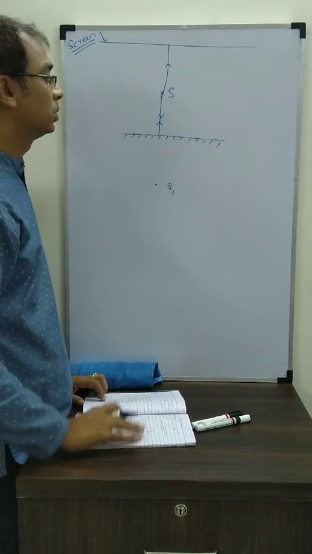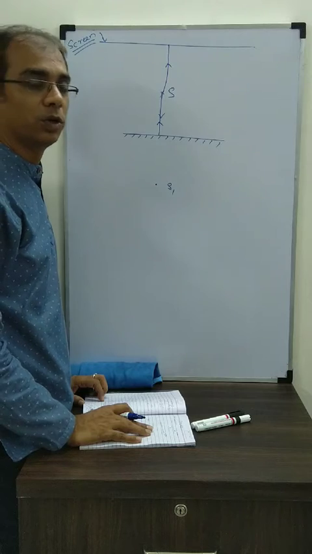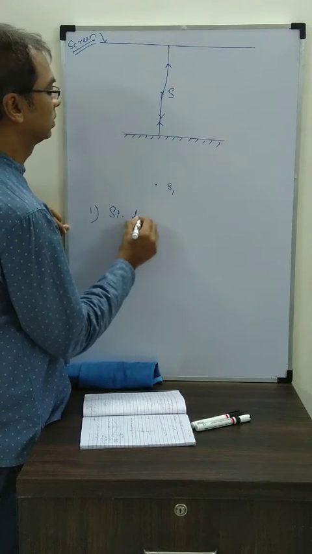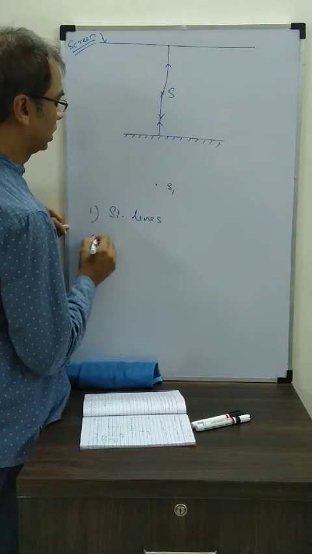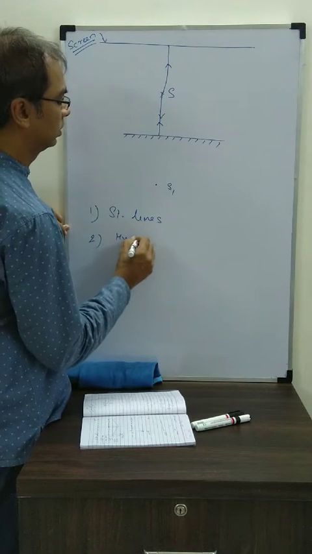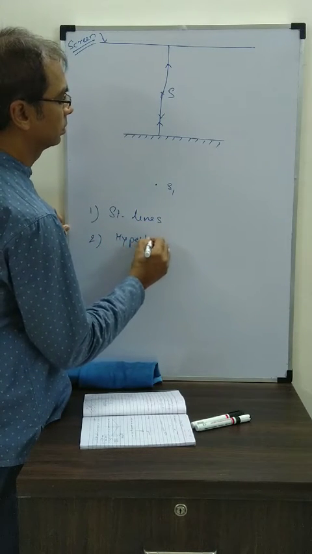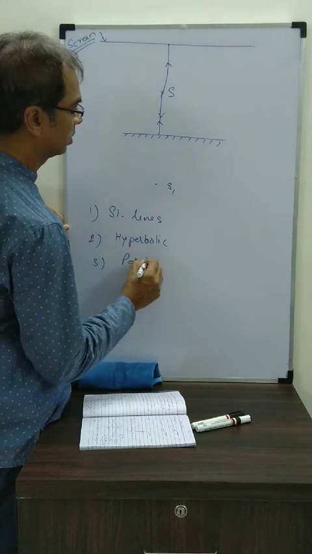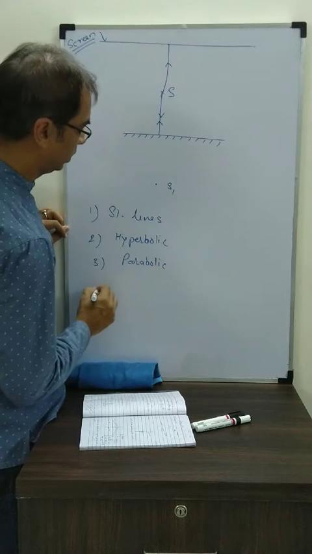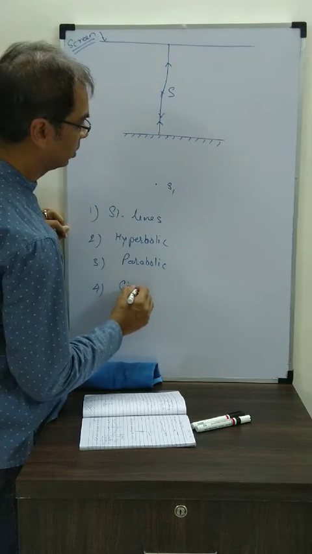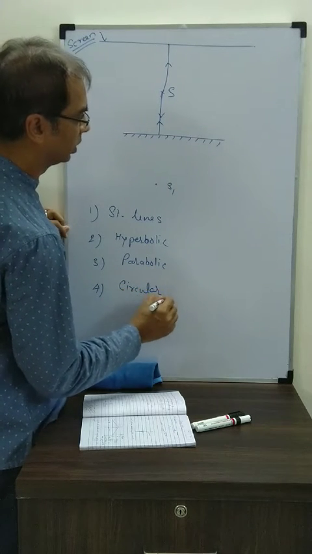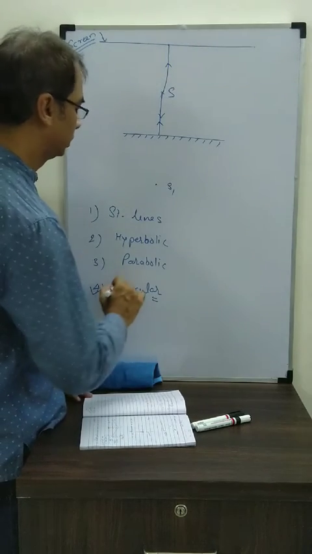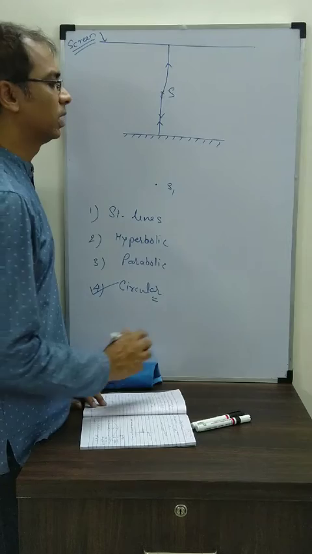Now the second question is, what type of interference pattern it's going to be? We say that the options for that one is a straight line. Second is hyperbolic. Third is parabolic. And final one, circular. What will be the shape of the interference pattern? The answer is circular. Why? Because we already have studied that.